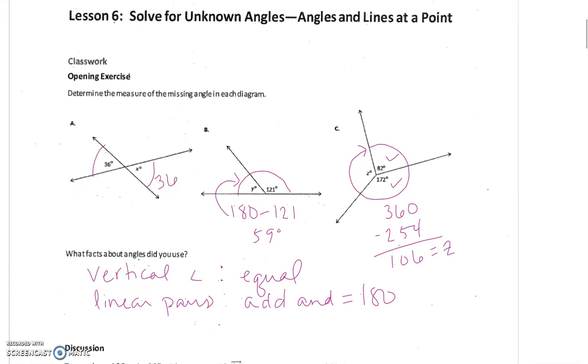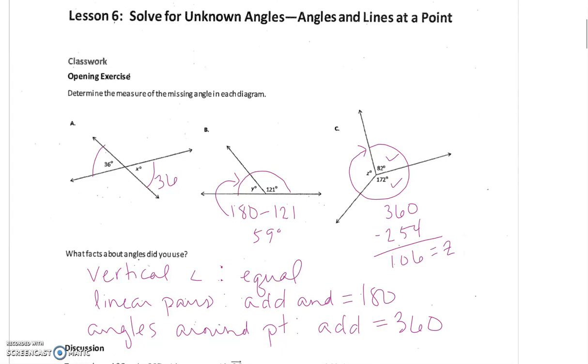And then in part C, we looked at angles that completely surround a point. Angles around a point. We have to add those and equal them up to 360. Okay?